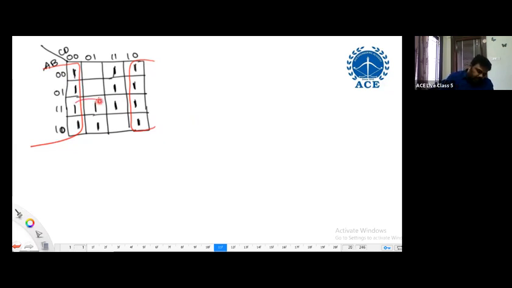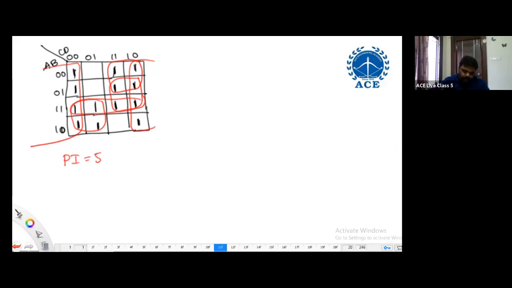Next, the second grouping is a prime implicant. Third grouping, prime implicant. Fourth grouping is also a prime implicant. Fifth grouping is also a prime implicant. No more groupings are possible. Total 5 groupings which are prime implicant groupings. So prime implicants are 5. Correct yourself if you are doing it wrong. Please correct yourself if you are making any mistake. Observe, total prime implicants is 5.